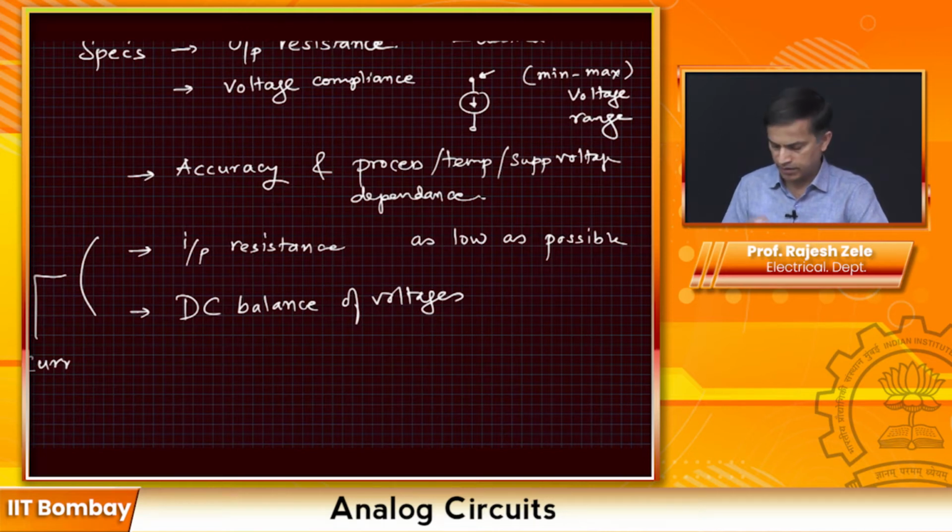So if you have a current mirror, then the input resistance is important because you are pushing some current into that current mirror to produce an output current source. Okay, and DC balancing, what that means is, inside the current mirror, you want the voltages across the devices to be matched properly, otherwise you will have the effect of channel length modulation.